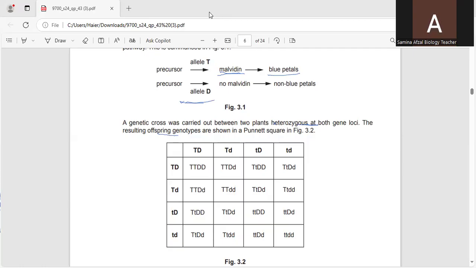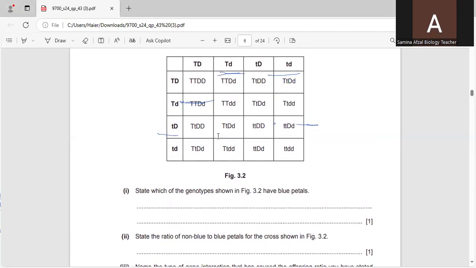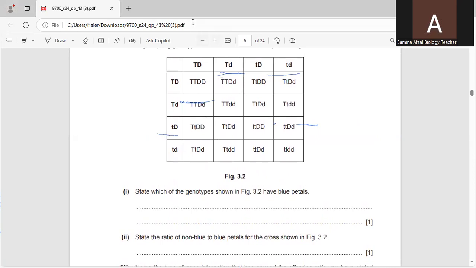So the question is, a genetic cross was carried out between two plants, heterozygous at both gene loci. The resulting offspring's genotypes are shown in the Punnett square in figure 3.2. And in front of you, there is figure 3.2. And now according to this, we have to find the answer. So we are moving towards the question. After this figure 3.2, state which of the genotypes shown in figure 3.2 have blue petals.